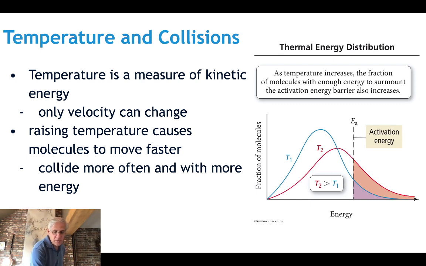Now, one of the things that we see is this idea of thermal energy distribution, and this is really a nice graph. What we have here is the fraction of molecules with a certain amount of energy, and then energy itself. And what we have is something called a Boltzmann distribution of energies. At a cold temperature, we have T1. Let me go ahead and go to a laser pointer here. So we have T1 here, and we can see that we have an exponential decay.